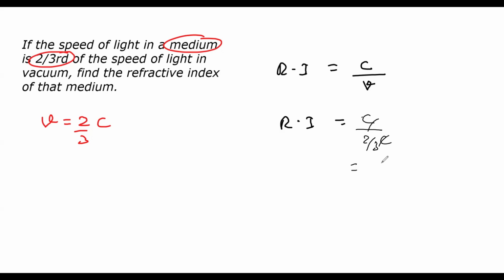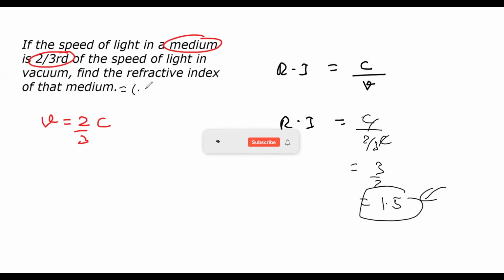This gets cancelled. On reciprocating, it's coming as 3 over 2. 3 over 2 is 1.5. Right, 1.5. Do not write any unit here, as you know, it's a ratio of similar quantities. So we'll say that 1.5 is the refractive index of this medium.